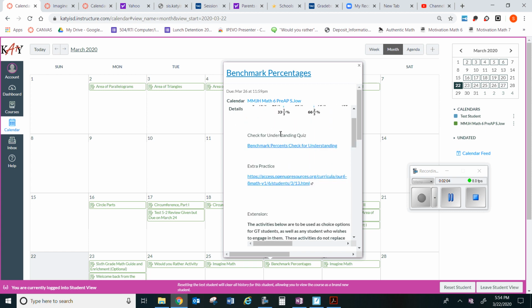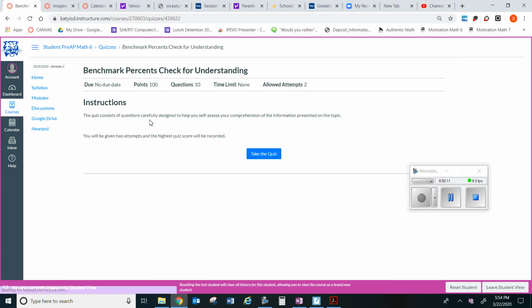So, the check for understanding quiz. The quiz consists of questions carefully designed to help you self-assess your comprehension of the information presented on the topic. There are no due dates. 100 points is the maximum. There are 10 questions, so each question is worth 10 points. There's no time limit, and you get 2 attempts. The highest quiz score will be recorded. If you're unhappy with your first quiz, I would highly recommend you do it again.